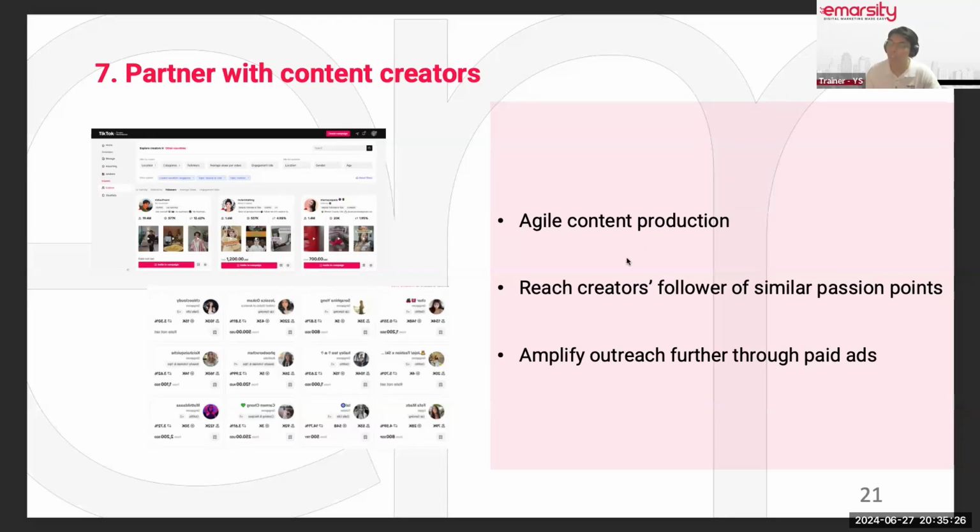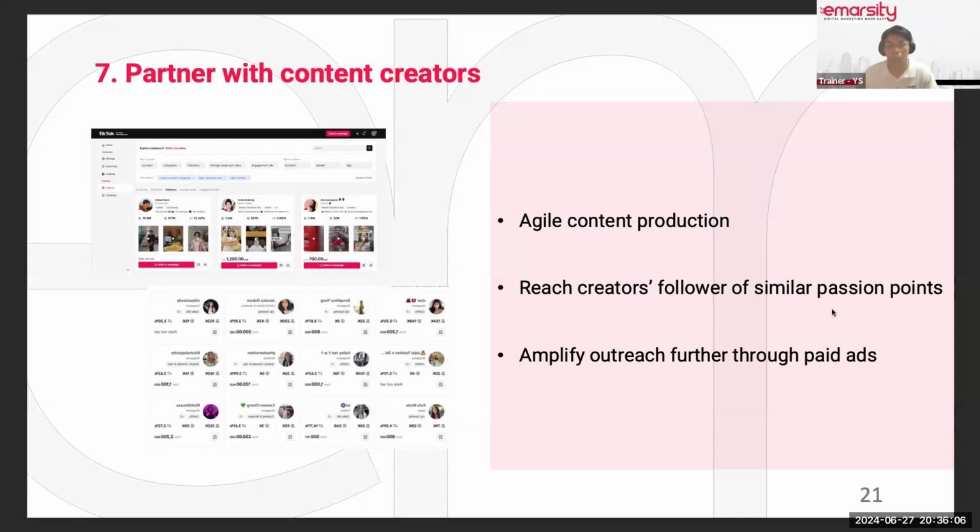Okay, you can tap on their audience pool. For instance, say a creator has 10,000 followers. When the content creator or influencer posts, their followers, although not all of them, can see the kind of product or service that the creator shares. Usually, the followers of a content creator or influencer have a similar passion point. Usually, we follow a content creator because the passion points they share align with ours.